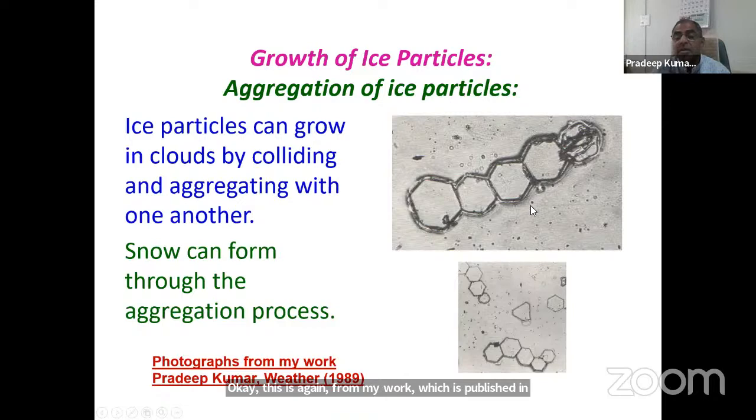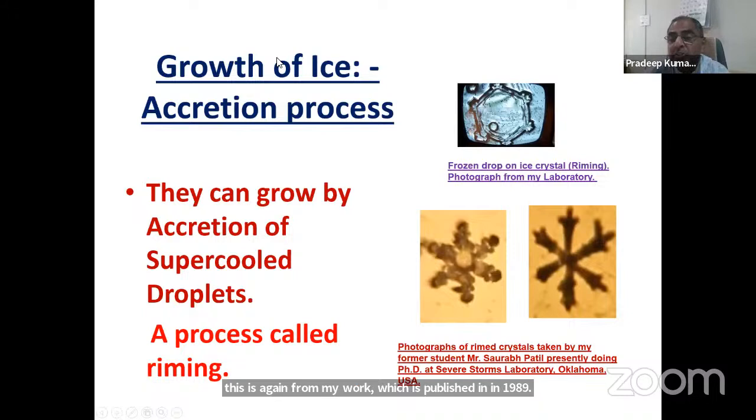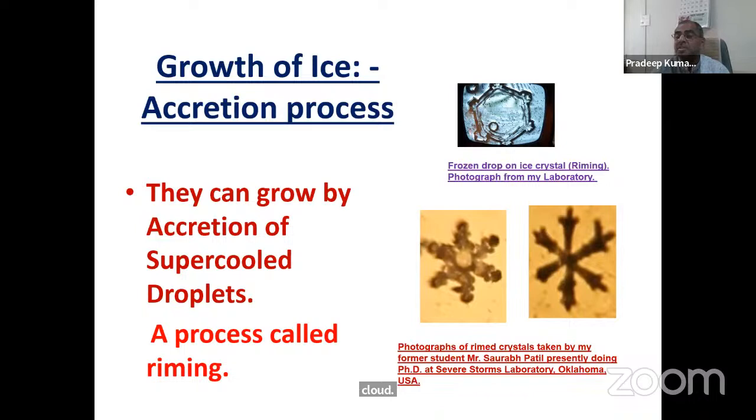Now, the next process is the accretion process. In a mixed phase cloud, you have supercooled droplets as well as ice crystals. Both are present. And when a supercooled droplet collides with an ice crystal, it can freeze. So this is a frozen drop on an ice crystal. And that process of the supercooled droplet colliding on the ice crystal and freezing is called the riming process.